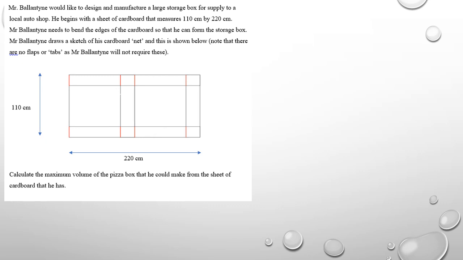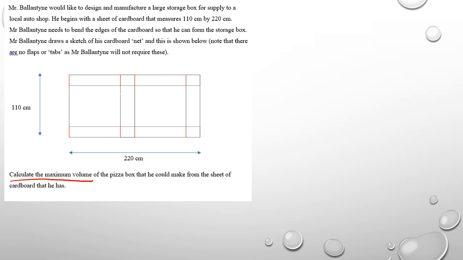This one says that you've got a container, you're making a box. The whole sheet that's been used is 110 by 220, so the width of the sheet is 110, the length of the sheet is 220. Now the question says calculate the maximum volume of the box, so you go straight away and look into the question.